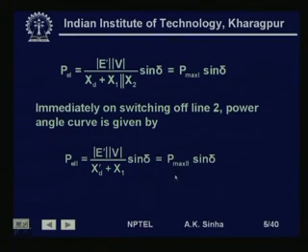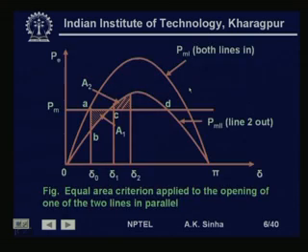We call this P max 2 into sine delta, because this is the maximum power which can be transferred during the situation where one of the lines is switched off. So, we can draw the power angle characteristics for both situations. First, when both the lines are in, we have the P delta characteristics of the machine given by this relationship, and when one of the lines is out, we get the power angle characteristics which will be like this.